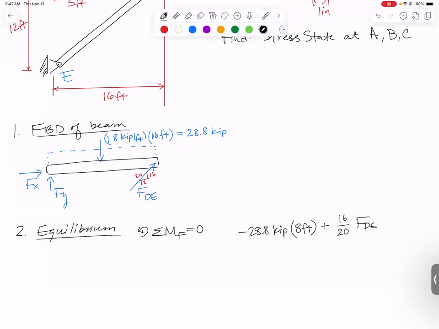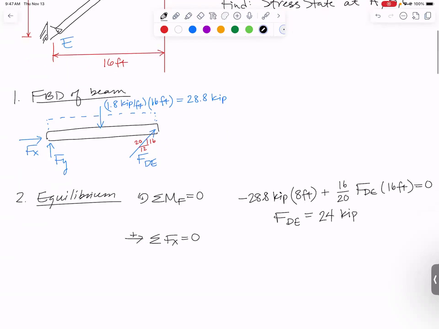There's the force. And now for some reason, when students are doing these kind of moments, because they've already multiplied FDE by something, they sometimes forget the distance, but this is just the component of the force. Still need to multiply it by how far away from point F it is, which should be the whole 16 feet. Those two have to sum to 0, so we solve and find that the force in member DE is 24 kips. Now we can sum forces in the X and the Y, solve for the other two unknown forces.